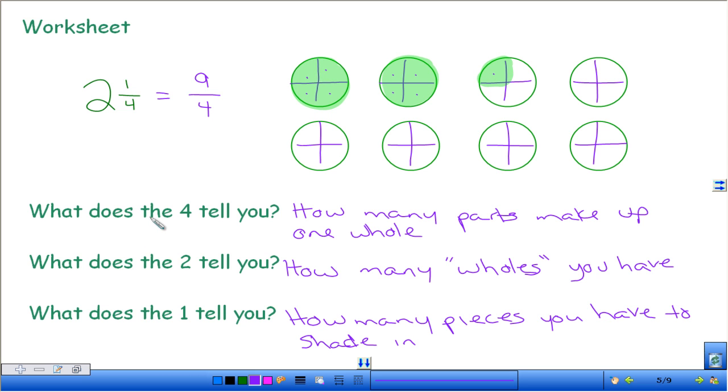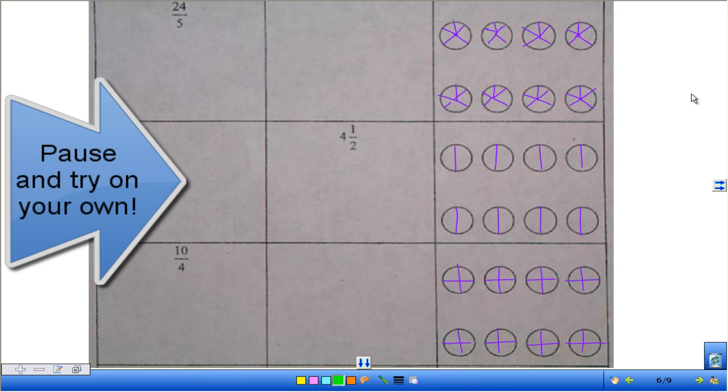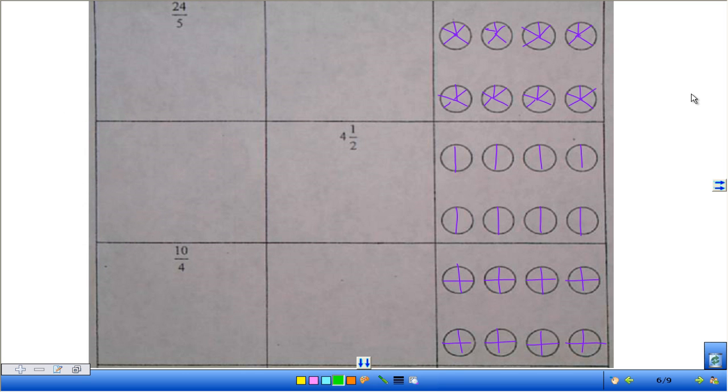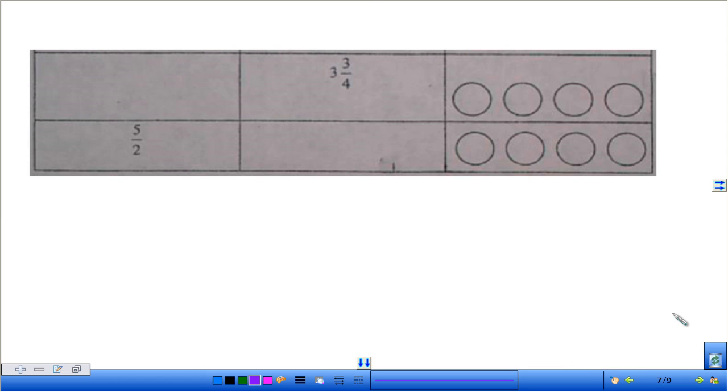Questions on that one? Do you guys think you could do some on your own? All right, you guys go ahead and finish working on it. It's ready for you to go to highlighters. So go ahead and color in how many pieces. Okay? Questions so far? All right. I'm going to quickly do the last 2 just so we can move on. All right, let's move on.